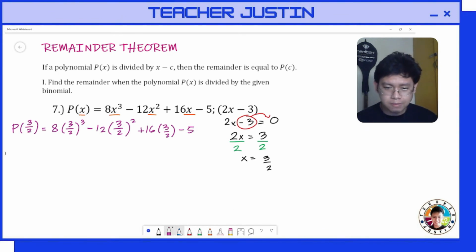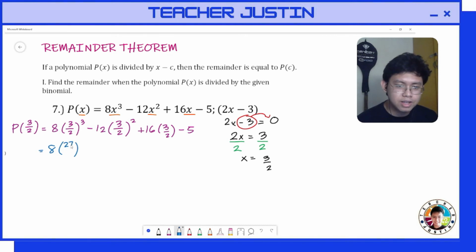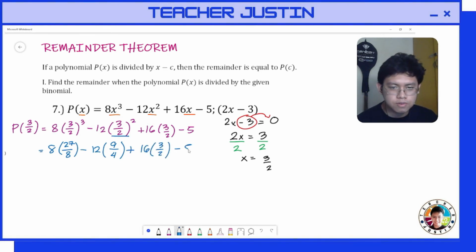So simplifying, starting with 8 times 3 over 2 raised to 3. So 3 over 2 times 3 over 2 times 3 over 2, that will give us 27 over 8. And then minus 12 times 3 over 2 squared, that will be 9 over 4. Plus 16 times 3 over 2 minus 5.